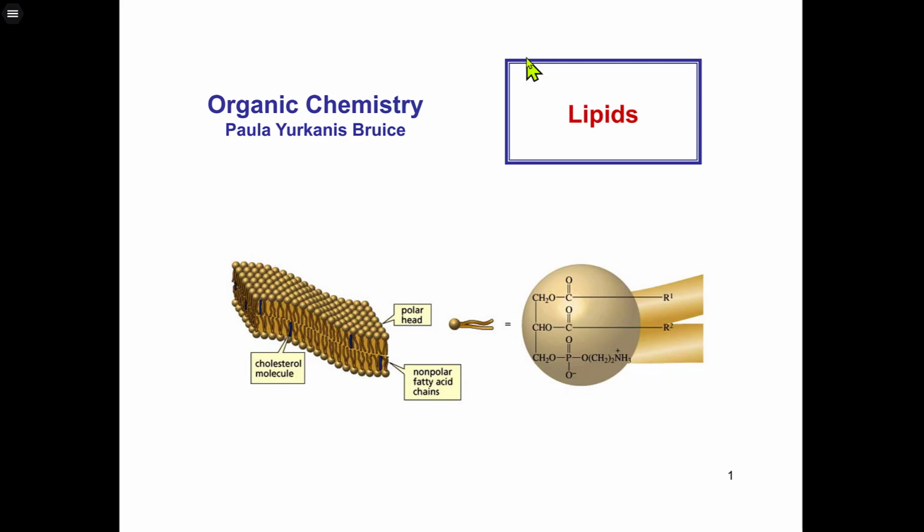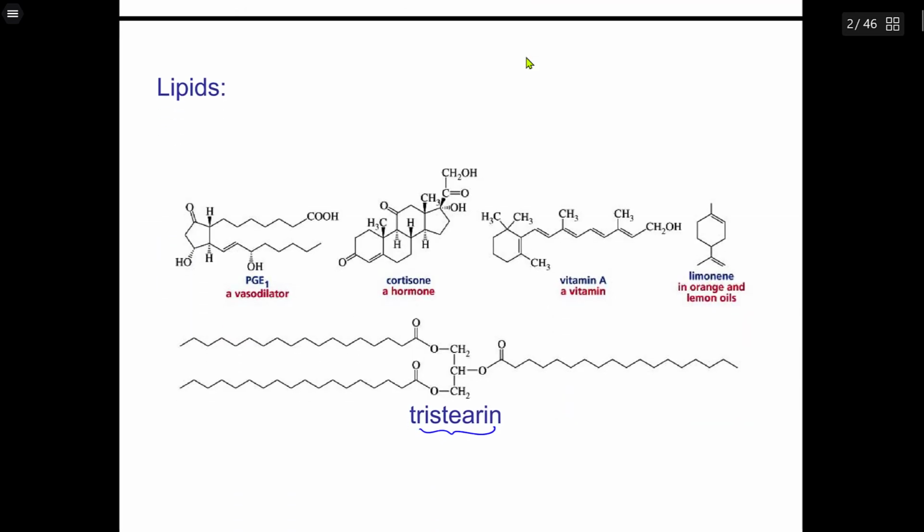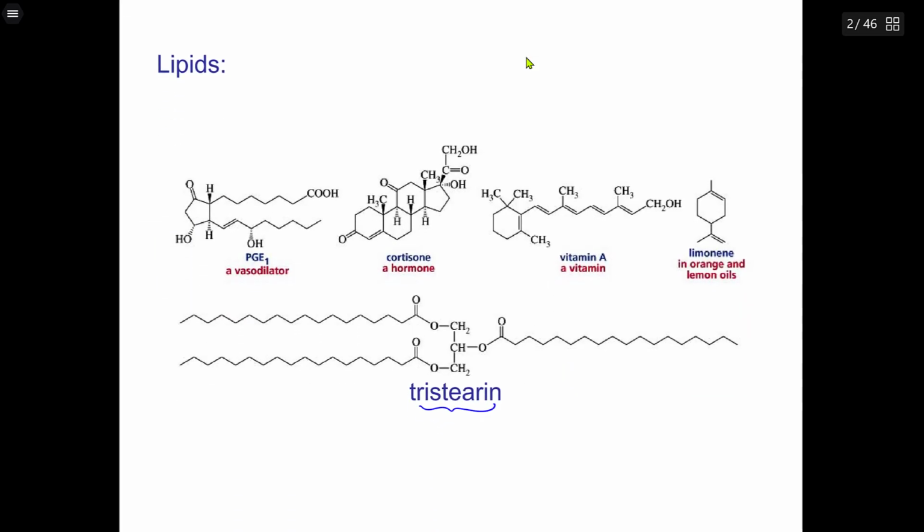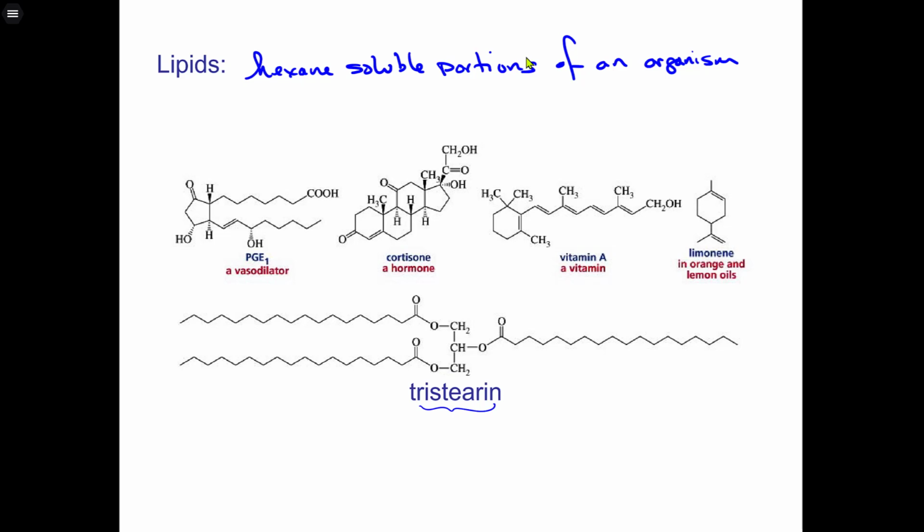What I want to talk about in this chapter is lipids. And lipids, by definition, were originally hexane soluble portions of an organism. So you can imagine you take an organism, you grind it up, and you extract it with hexane, and then you look at the molecules that are in there.